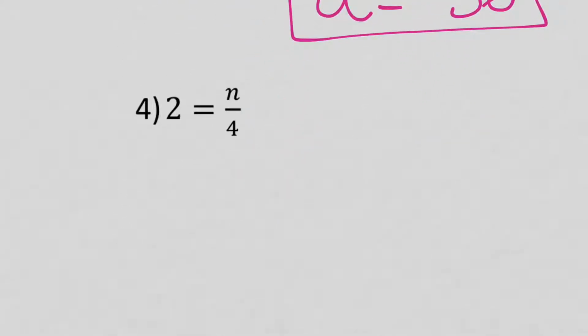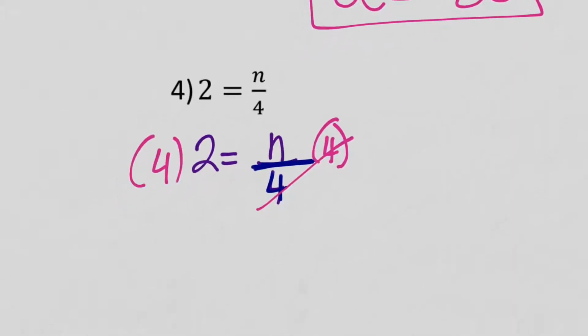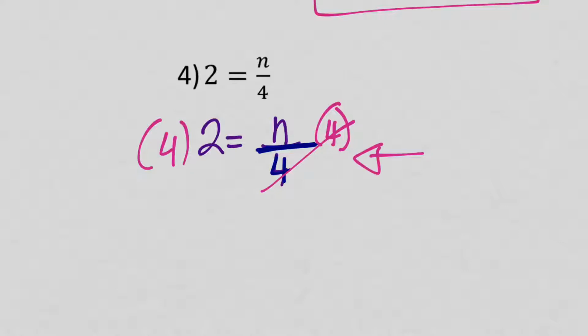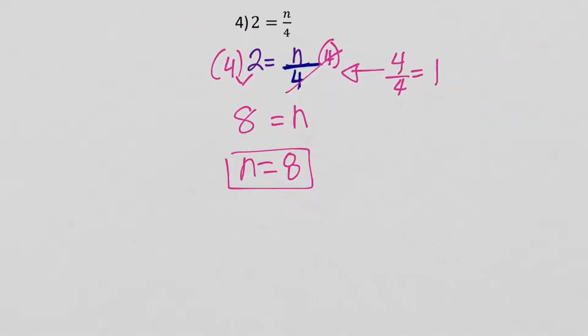Same thing in question 4. So in question 4, I have 2 equals n divided by 4. The opposite of dividing by 4 is to multiply by 4. So these 4's cancel out because if I were to multiply them, I'd end up getting 4 divided by 4, which is 1. So that's why they cancel out. So I'm left with n, and 4 times 2 is 8. Or you can write it as n equal to 8. That's 4.